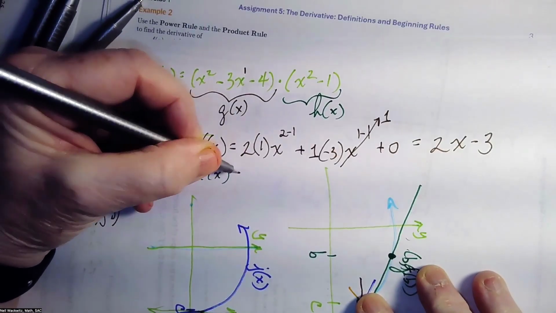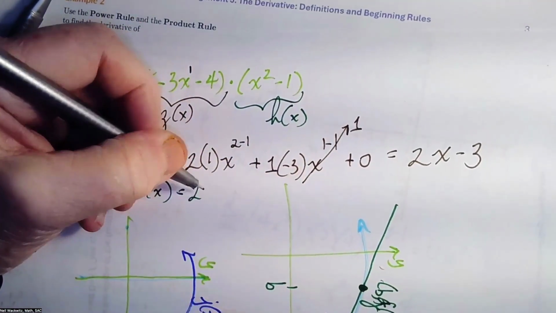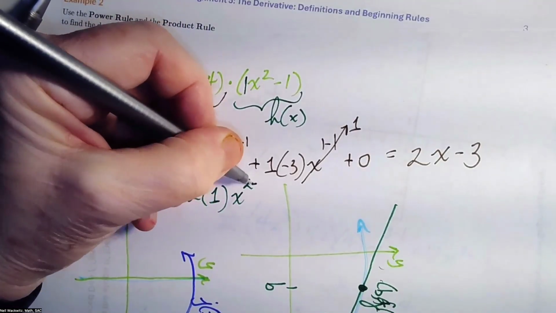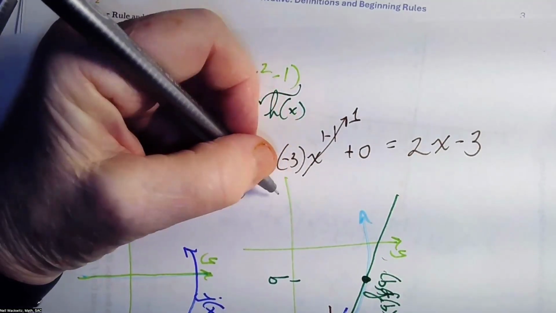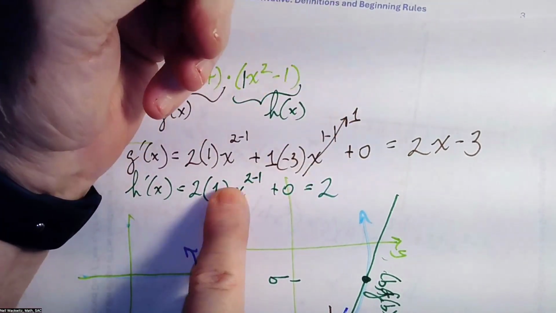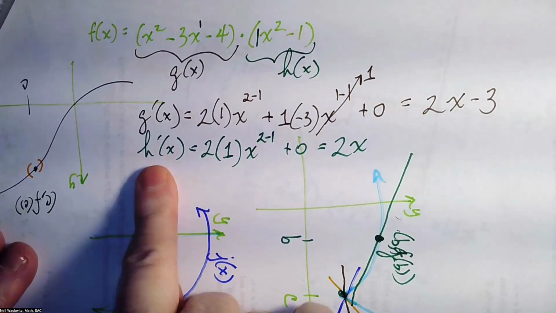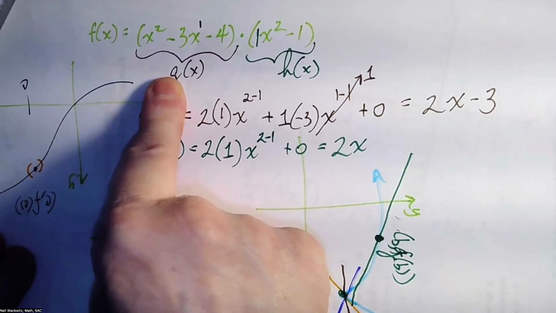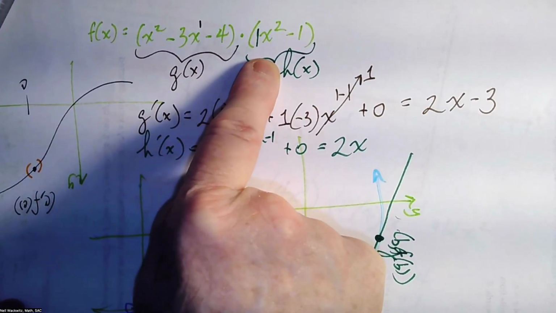For h prime, we've got an exponent of 2, a coefficient of 1, and then x to the 2 minus 1. And then the derivative of the 1 is 0. So let's just put plus 0. 2 times 1 is 2. 2 minus 1 is 1. X to the 1 is just x. So h prime is 2x. G prime is 2x minus 3. G of x is x squared minus 3x minus 4. And h of x is x squared minus 1.